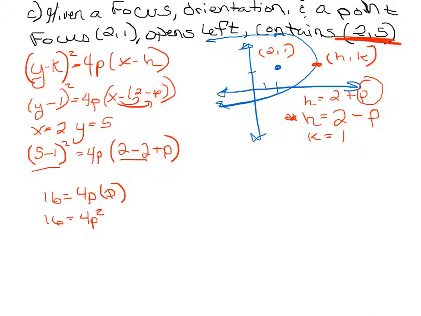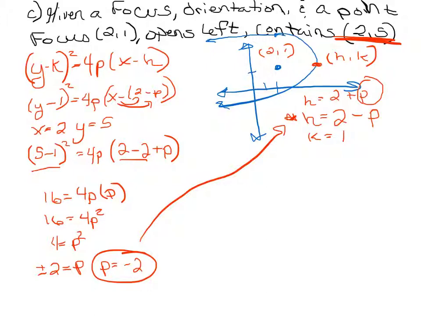Well, I can solve this by dividing by 4, giving me 4 equals p squared, and then taking the plus or minus square root. So p equals positive 2 or negative 2. Well, because I know it opens left, I know that p has to be negative, so I get p equals negative 2. I'm so excited that I found that because now I also can figure out what h is. Remember here that h was equal to 2 minus p. So now I know that h is equal to 2 minus negative 2, which is 4.